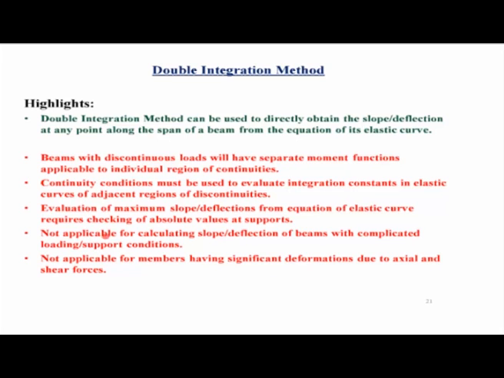Now this method, the double integration method, is not applicable for calculating slope or deflection of beams under complicated loading and support conditions. If you have deformations of beams due to conditions like thermal loading or fabrication errors, then this method is not very suitable for calculating the deflection or slope of the beam. Also, as I mentioned, this elastic beam theory is applicable for members having significant deformation due to bending, but not significant deformation due to axial and shear force. So the last point is that this method is not applicable for members having significant deformations due to axial loads and shear forces.